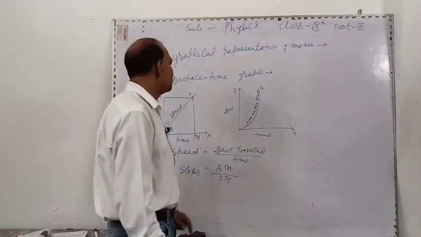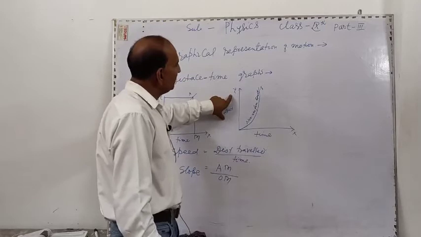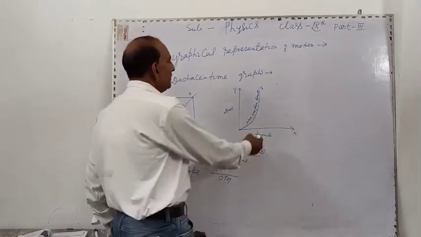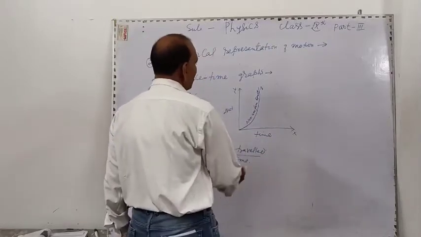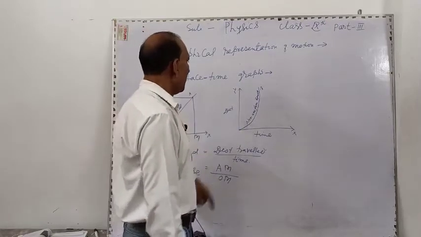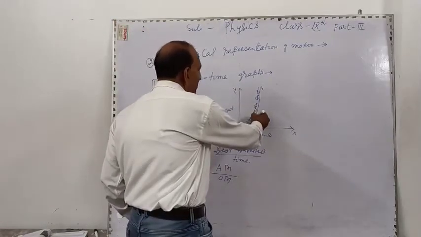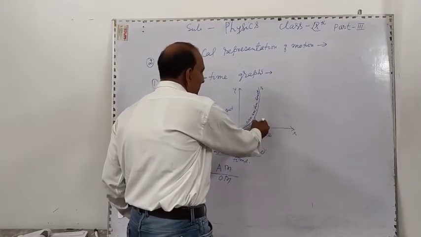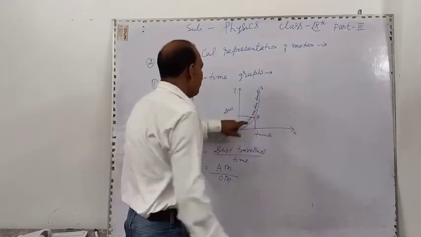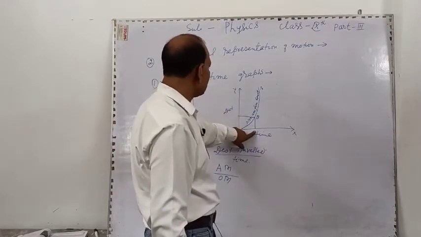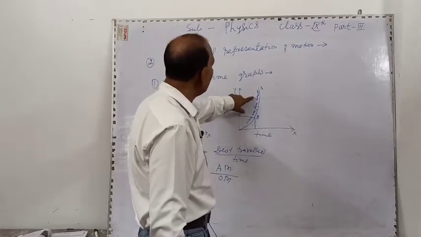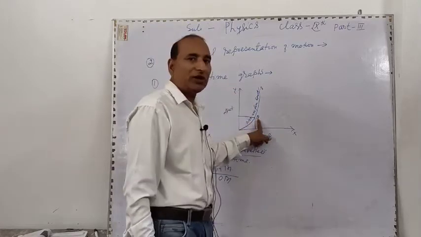And in case of a body moving with non-uniform speed, the graph will be a curve, and we can find the speed at a certain point by taking a perpendicular distance on the time axis and distance axis, and we can find the non-uniform speed at a certain point.